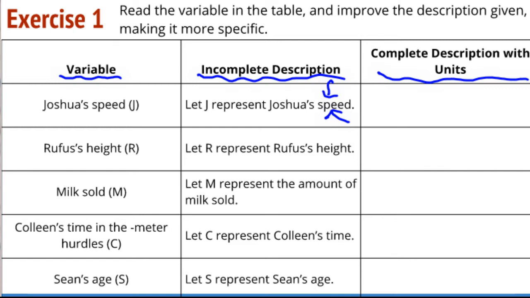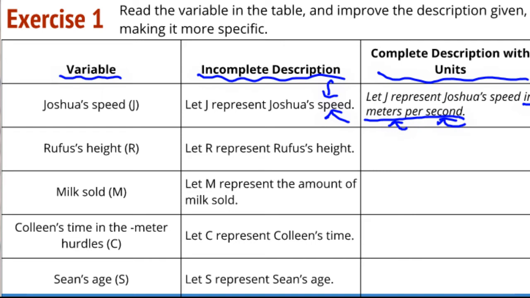So think about some type of units that you could attach to this description and go ahead and write it down. One possible answer here: let J represent Joshua's speed, and then we're going to get specific here, in meters per second. Now I have a speed. Now I have a unit of distance and a unit of time.